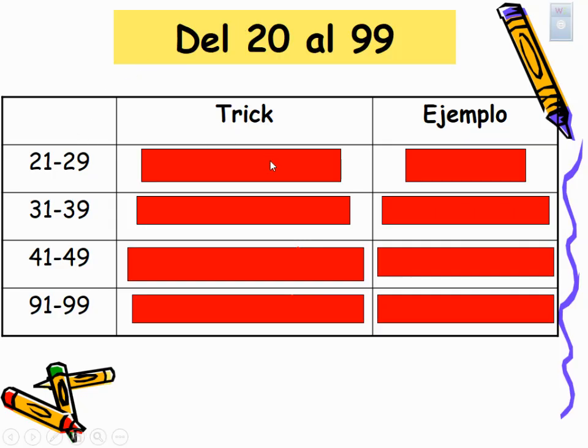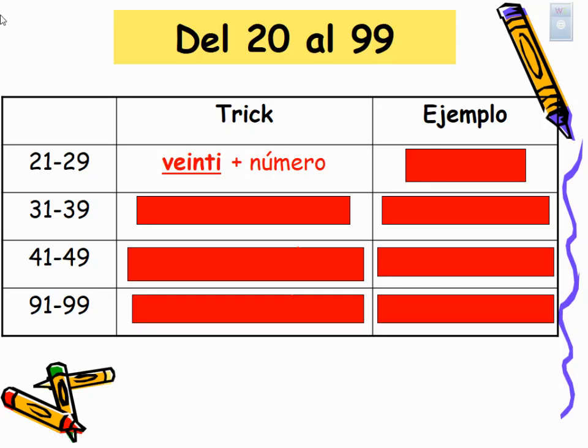But when I want to write numbers 21 to 29, I have to drop that E and replace it with an I. And then I add my base number. And those base numbers are 1, 2, 3, 4, 5, 6, 7, 8, 9. Okay? So if I want to write number 22, I will write veinti and then the number 2, veintidós.